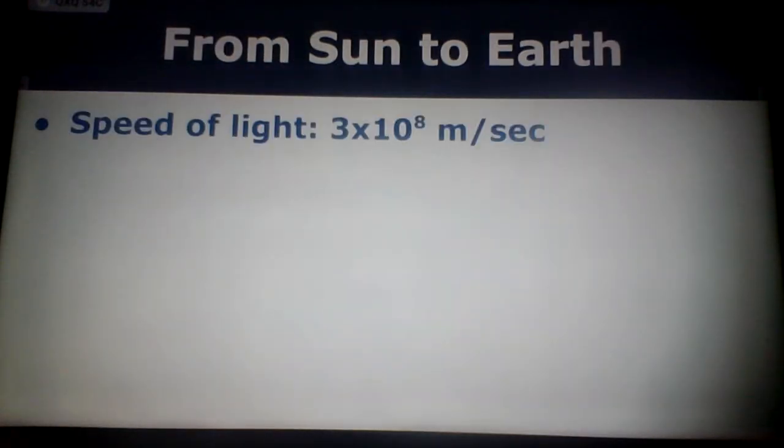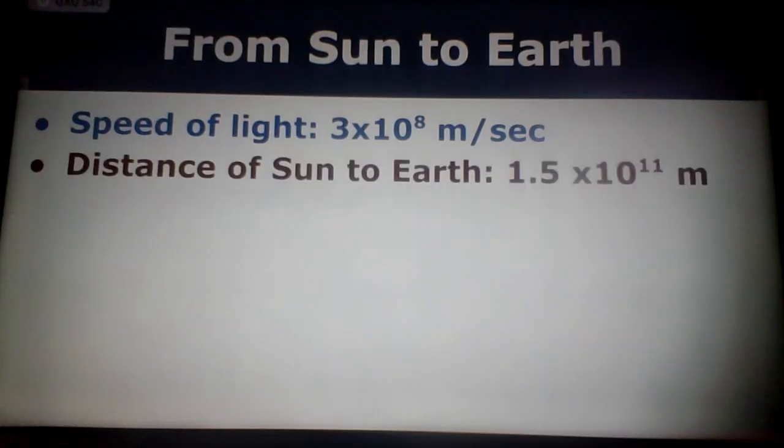From the sun to the earth, here's your speed of light again, 3 times 10 to the 8th meters per second. The distance from the sun to the earth is approximately 93 million miles, and that's actually the average of the closest point and the furthest point, because remember, the earth does not go in a complete circle exactly. It's a teeny tiny bit elongated. Now, in metric terms, 1.5 times 10 to the 11th meters, or 1.5 times 10 to the 8th kilometers. But we're dealing with the meters because we're using meters per second here, so that has to match.